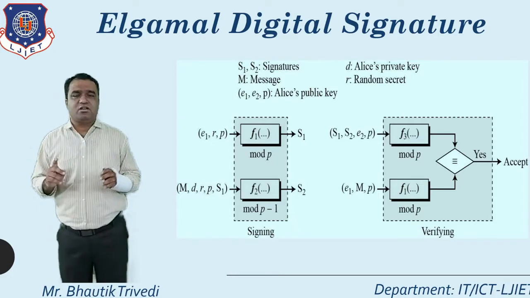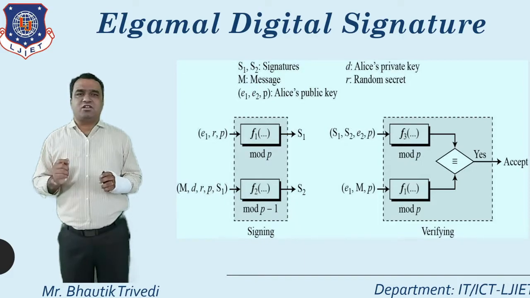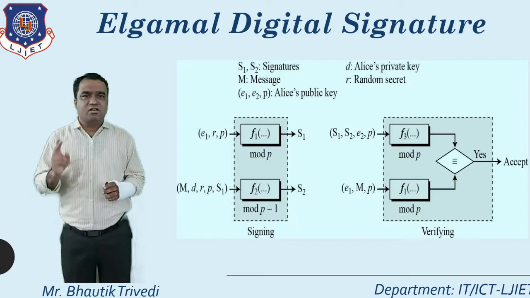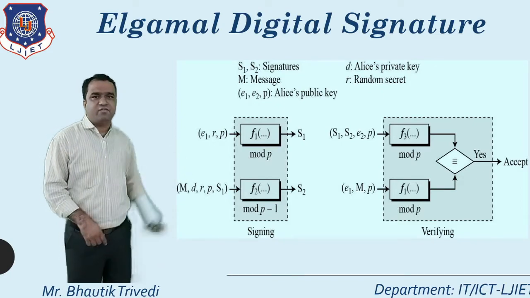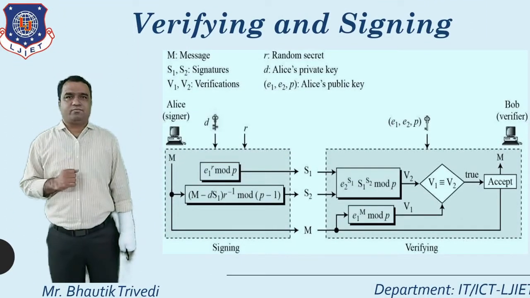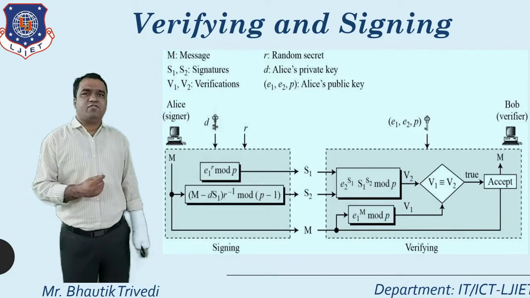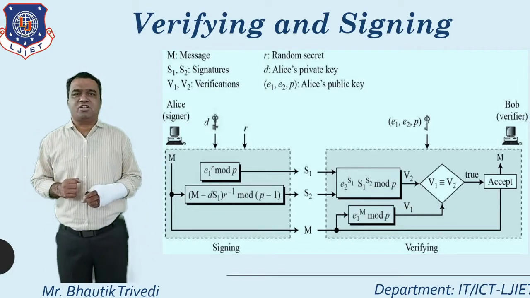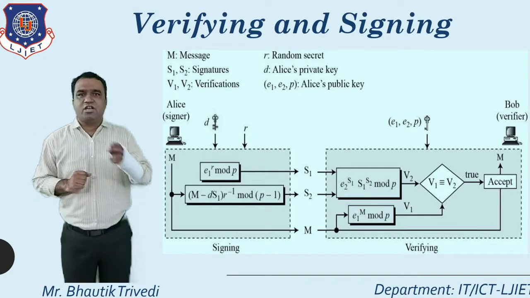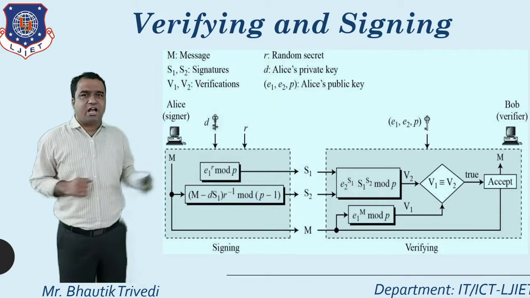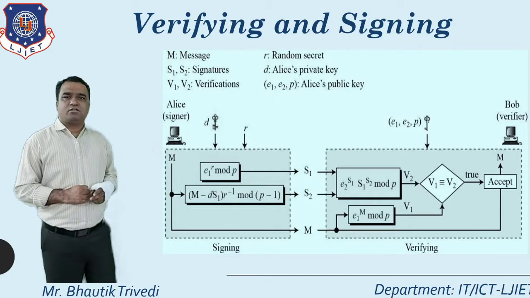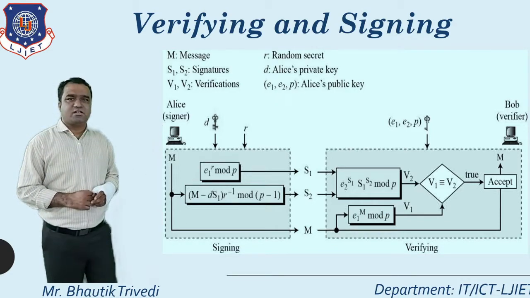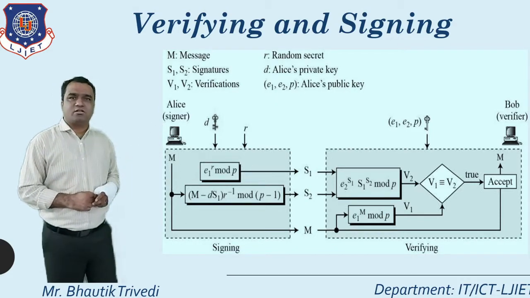Remember that any digital signature passes through two phases. First, the signing phase. Second, the verifying phase. Next, the verifying and signing phases of the ElGamal digital signature in a detailed manner. Here, using one diagram, I can demonstrate this. M means message, as you already know. S1 and S2 mean the digital signature.